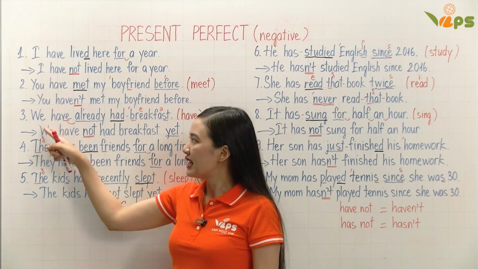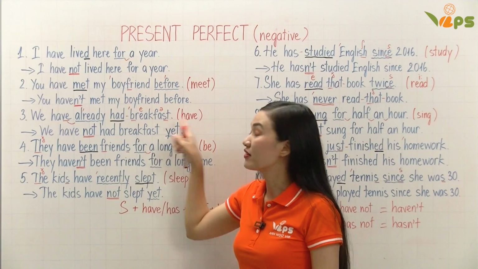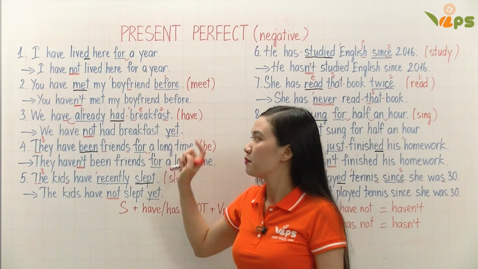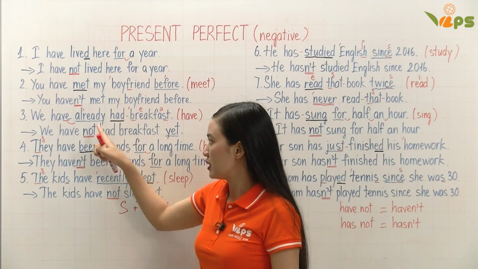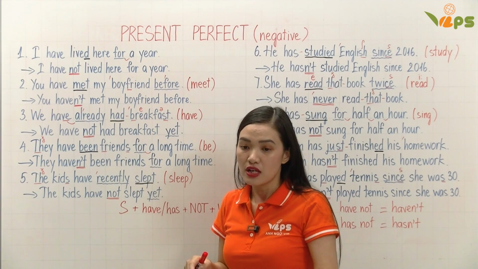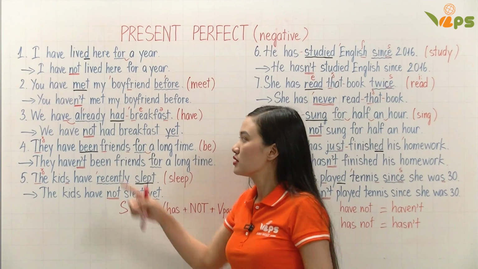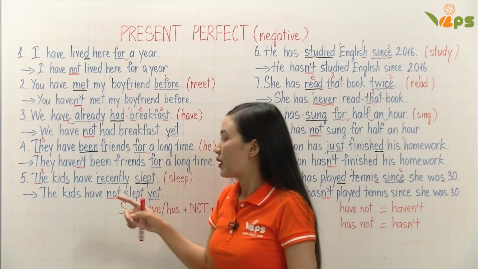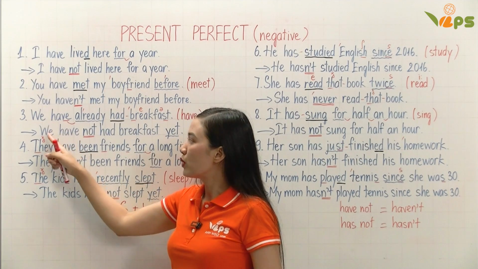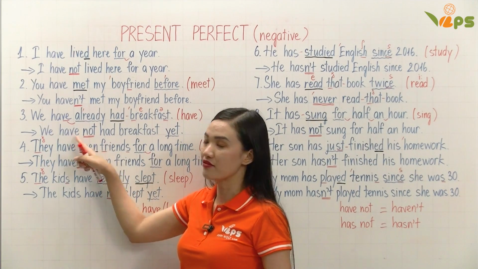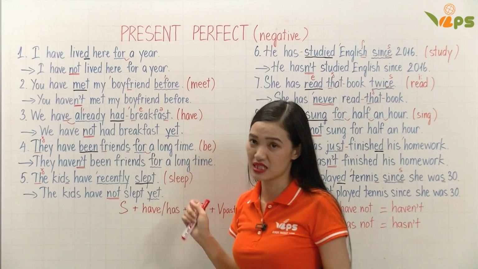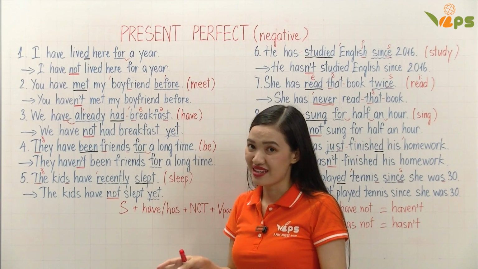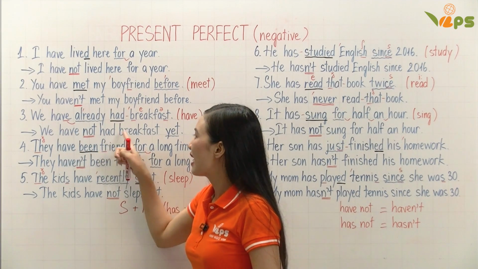For number 3, we have already had breakfast. Now, had, okay, base form is have. Have, and then verb 3. Already is used to say that the action has finished. So already, we have already had breakfast. We ate breakfast already. Now, to the negative form, we have not, okay, not between have and then verb 3. We have not had breakfast yet. You can use yet in the negative form to say that something has not happened. So we have not had breakfast yet.